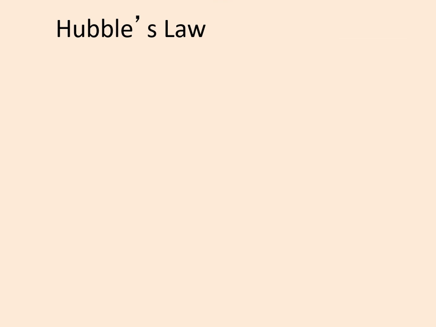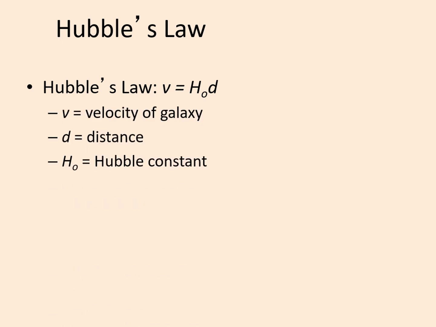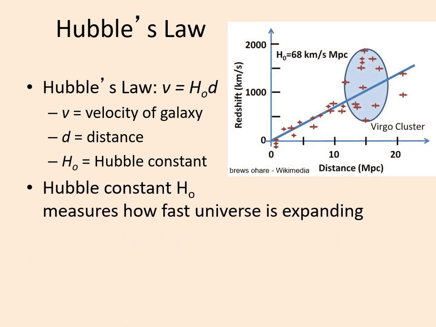We saw a few slides ago that there's a direct connection between how far away a galaxy is and how fast it's moving due to the expansion of the universe. The mathematical formula that describes this is known as Hubble's Law. Hubble's Law connects the velocity of a galaxy, its distance away from us, and a constant known as Hubble's constant. Hubble's constant is really the slope of the Hubble diagram shown on the right. It's also a measure of how fast the universe is expanding. The larger the value, the faster the expansion.